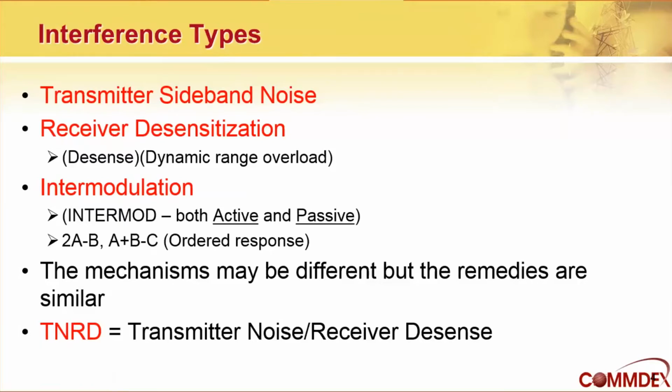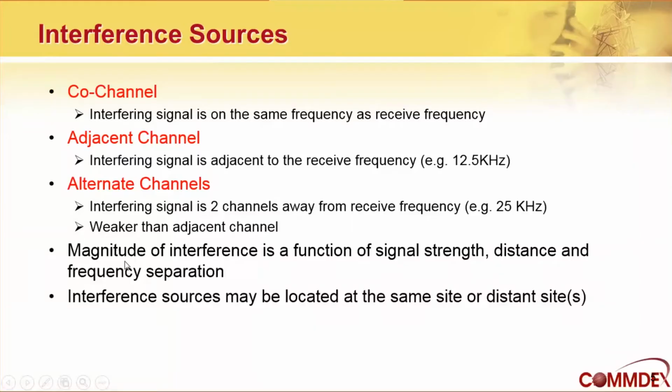So whether it's transmitter noise, receiver desense, or intermod, they're all different symptoms of interference, and they have similar types of remedies. Sometimes you'll see transmitter noise and receiver desense lumped together and called TNRD, because after all, transmitter noise puts out high-level signals, which can then become receiver desense in the presence of a nearby receiver. So they're kind of different forms of the same thing, which is unwanted signals.